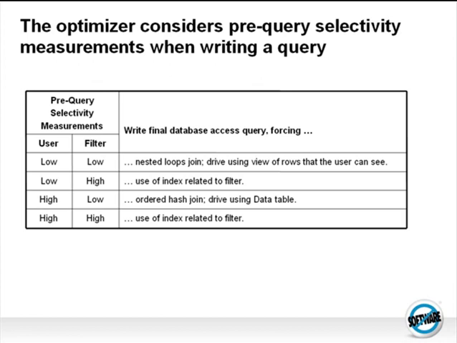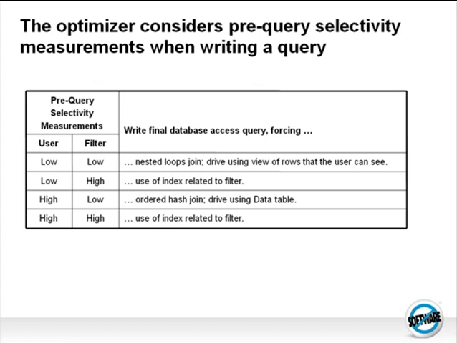Alternately, if there were no selective filter, but we did know that the user happens not to see a lot of rows, only has visibility to a small number of rows, then that means that's the most selective part of the query, and we would hint our query to lead with the sharing tables.